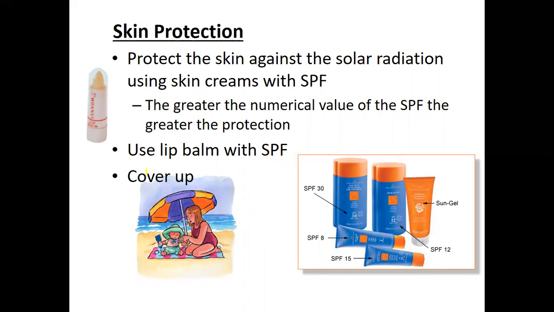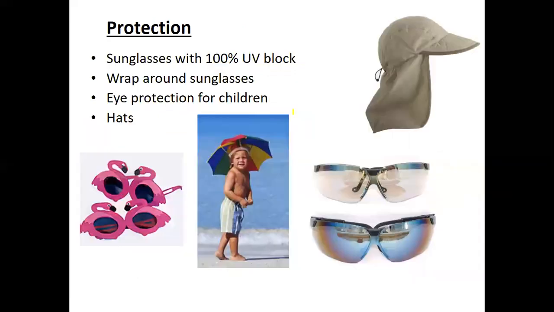Then you may know ammonia can also be used as a coolant in refrigeration and air conditioning systems. Then as a controlling method for skin cancers and other adverse health effects, we can protect our skin by wearing cover-ups, using lip balm with an SPF value, and using skin creams. Then we can use sunglasses, wrap-around eye protection, and hats to avoid them.